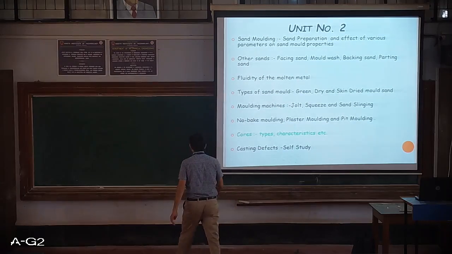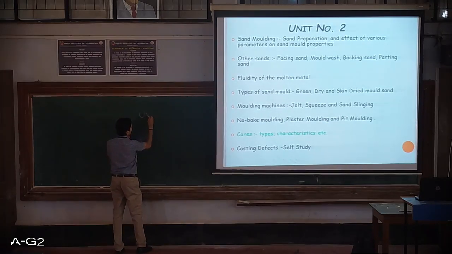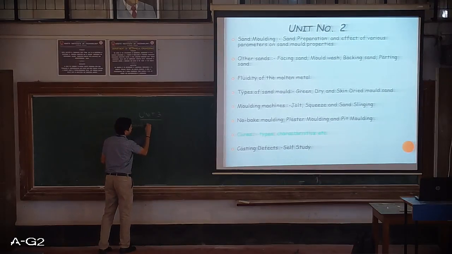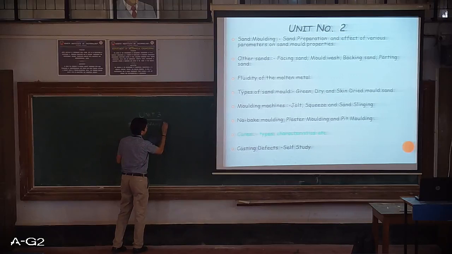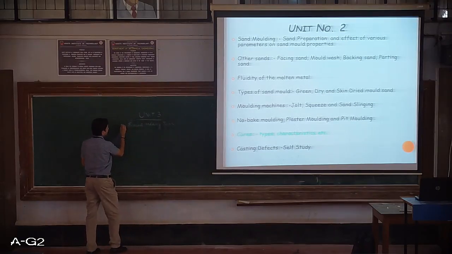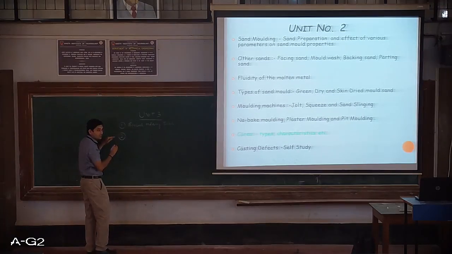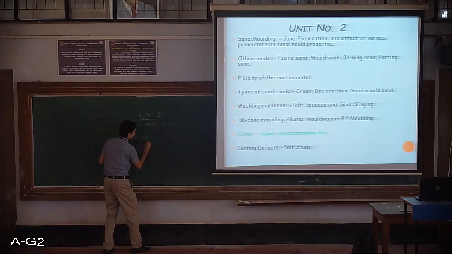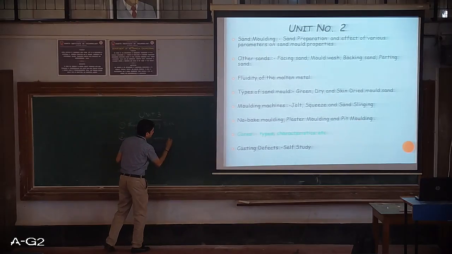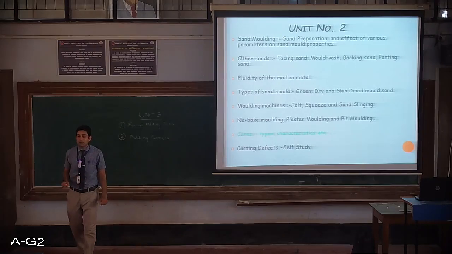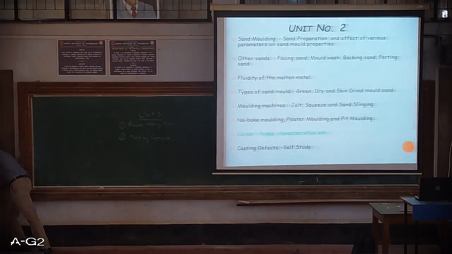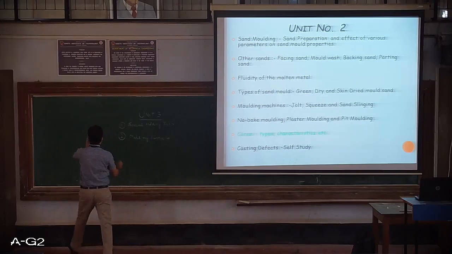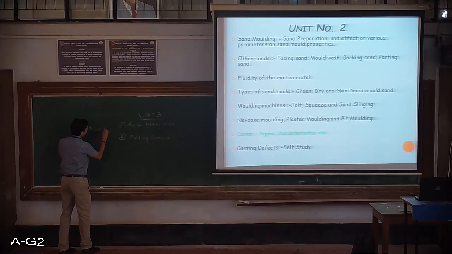So coming to unit number 3, what I have discussed, I'll write down here once again. We have discussed the special molding techniques, around six techniques, and I'll not go much into details of that. Then we have discussed melting furnaces, different types of melting furnaces, something around six of them. So this is what we have done in unit number 3. Altogether I have taken three classes on this.